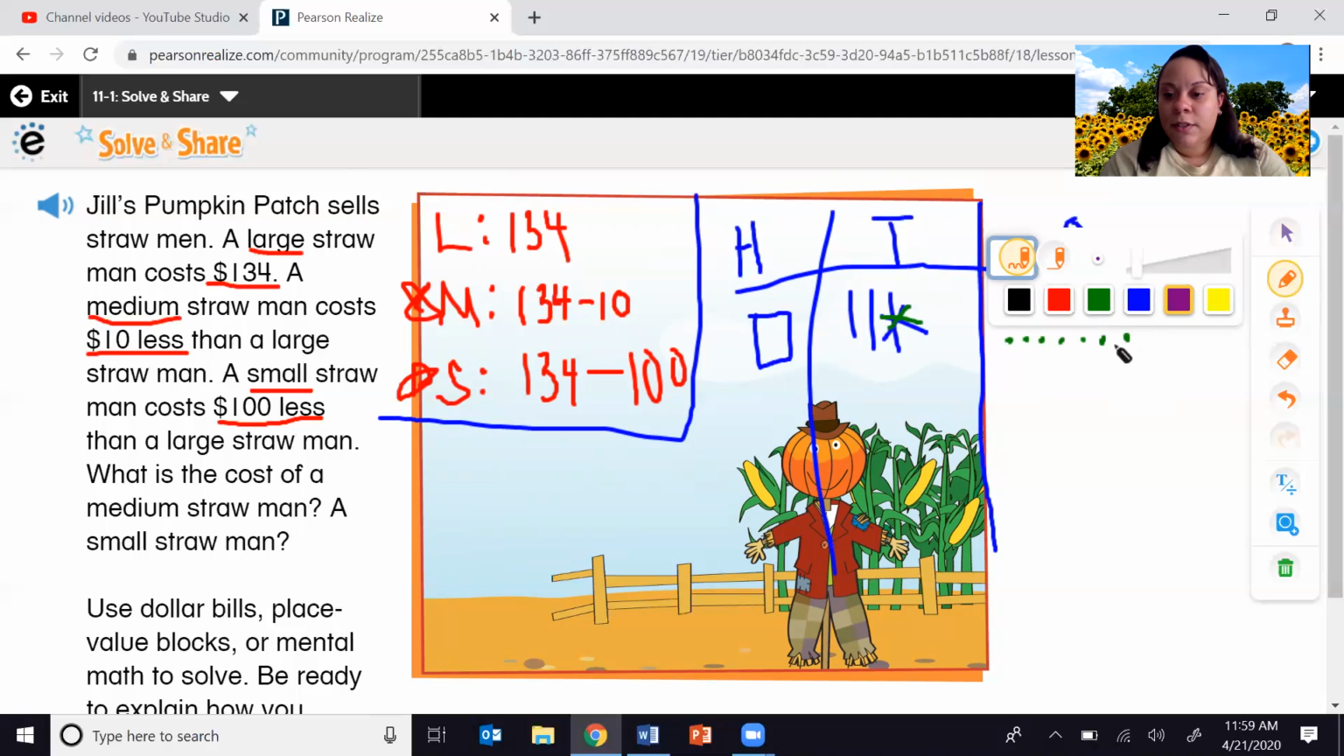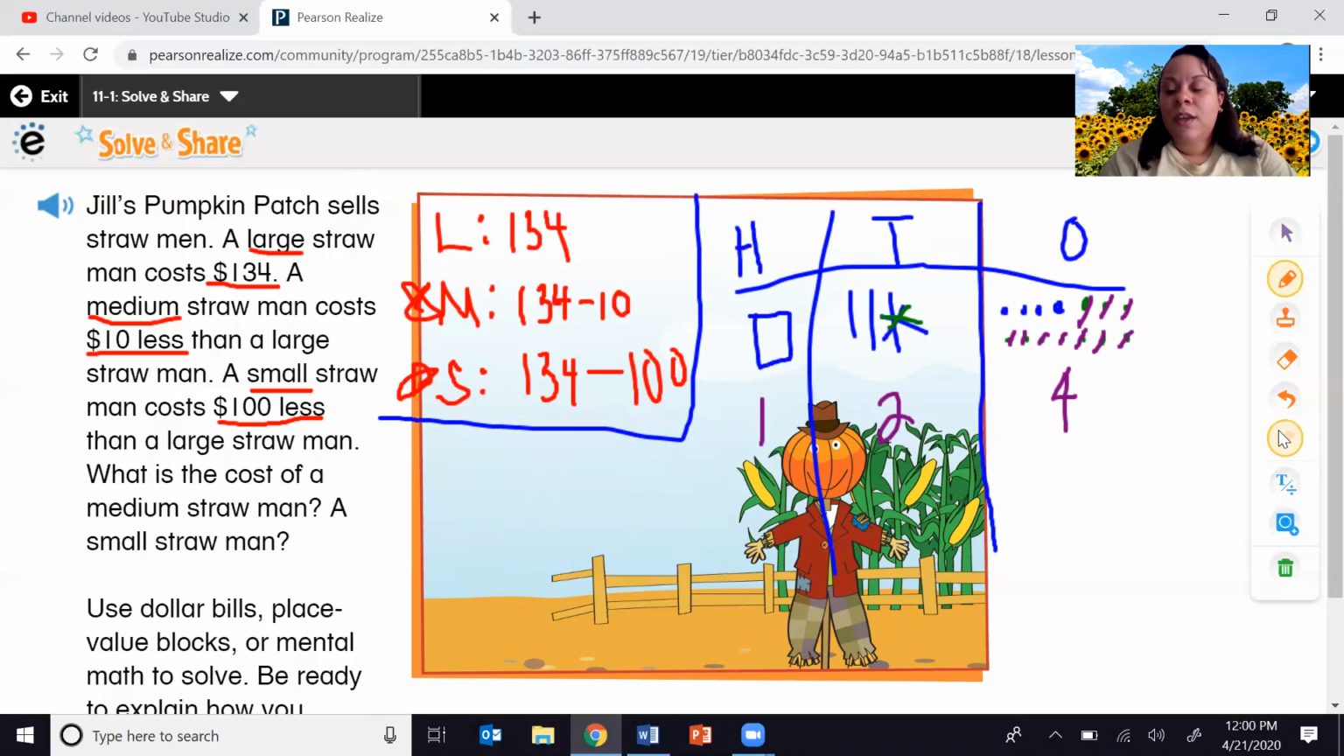Okay, so let me go and start crossing out. 1, 2, 3, 4, 5, 6, 7, 8, 9, 10. And that leaves me with 4 ones, 2 tens, and 100.